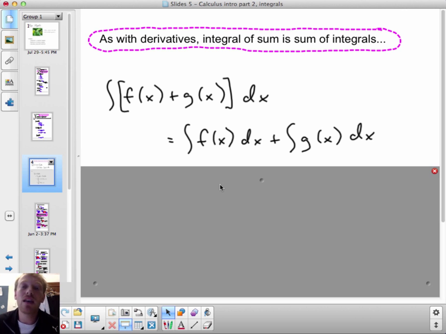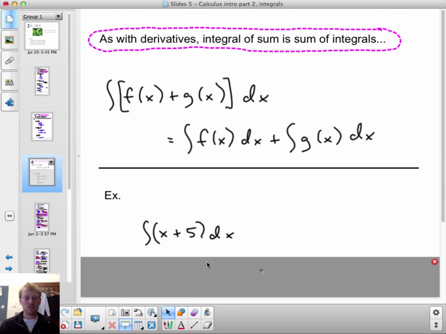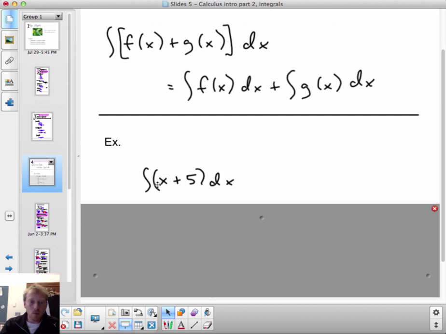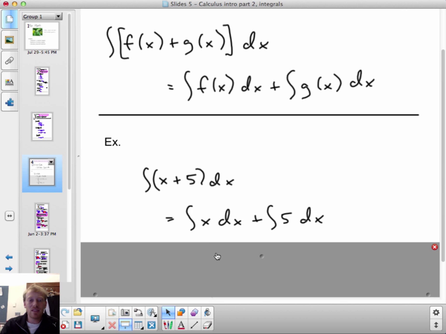As with derivatives, if you are taking the integral of a sum of functions, it's the same as the sum of the integrals of the functions. So the integral of f plus g is equal to the integral of f plus the integral of g. So, for example, if I'm taking the integral of x plus 5 dx, I could do this all in one go and say, what one function of x has this derivative? But I could also think of it like this.